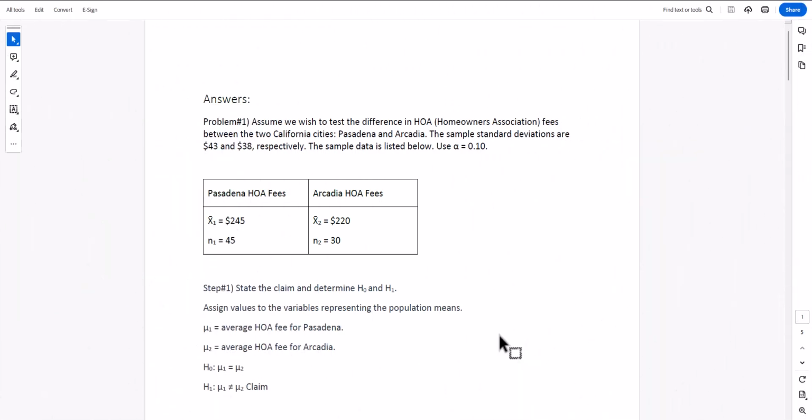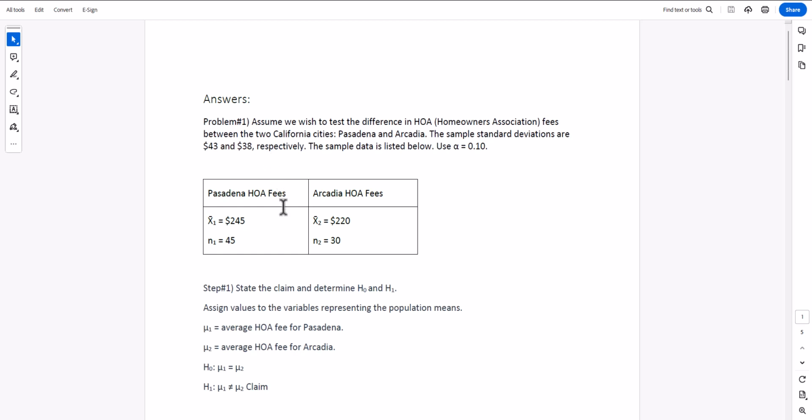Hi, in this problem, I'll work out an example involving a t-test for the difference between two means. The problem states the following. Assume we wish to test the difference in HOA (homeowners association) fees between two California cities, Pasadena and Arcadia. The sample standard deviations are $43 and $38 respectively. Sample data is listed below.